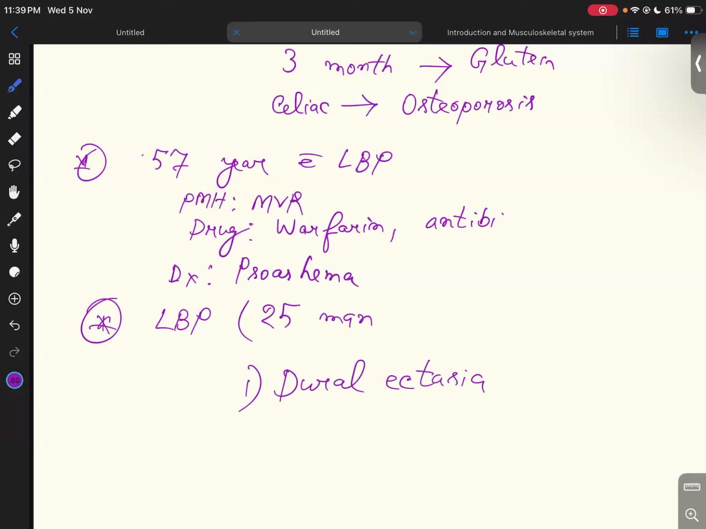Maybe aortic. No, aortic dissection cannot cause low back pain, doctor. One has answered. So what is the cause? Hyperextensibility of the joint. Yes. Now, osteoporosis usually does not occur in case of Marfan syndrome. Hyperextensibility of the joint may be another cause. It can be kyphosis or kyphoscoliosis.